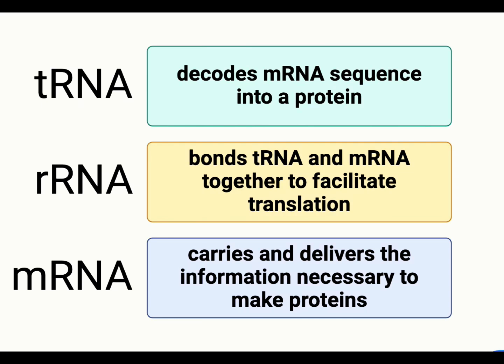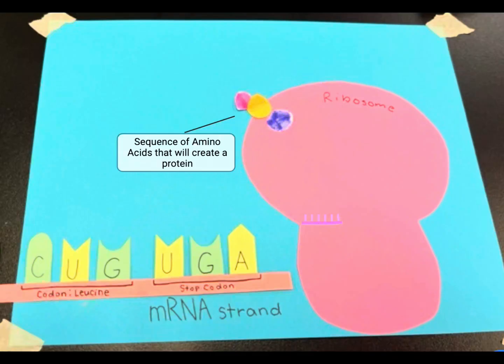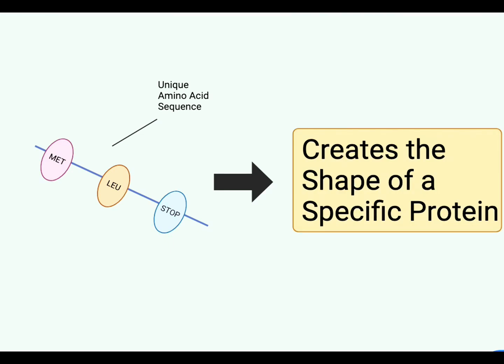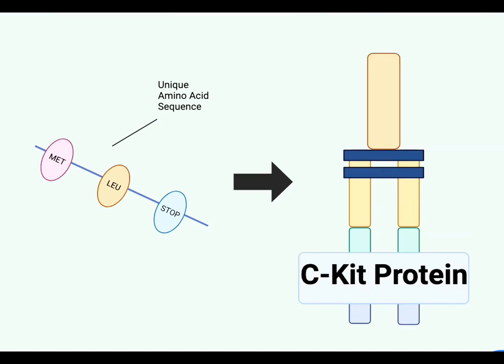Afterward, rRNA ensures amino acid accuracy, resembling a final check to ensure everyone received the correct meal, or in this case, protein. The unique amino acid sequence affects the shape of the protein, and depending on the shape of the protein, different processes take place. The shape of the c-KIT protein leads to the distribution of melanocytes.